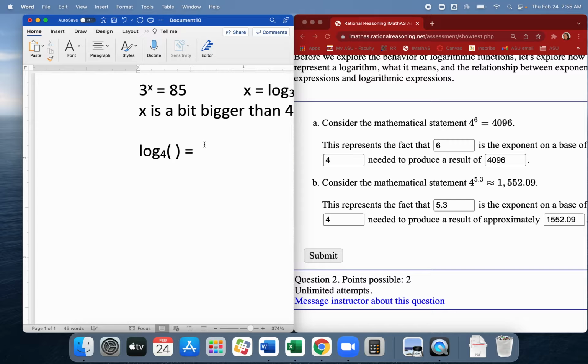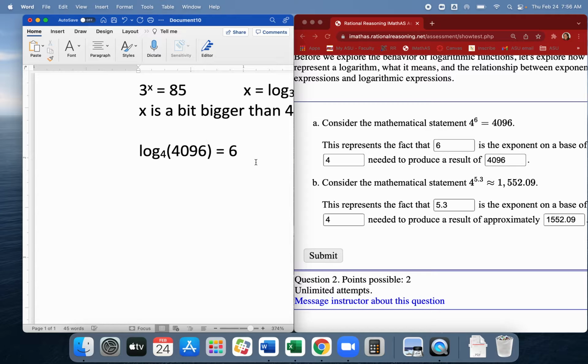But log base 4 of something equals something else. So the input to a log function is equivalent to the output of an exponential function with the same base. So if I'm thinking about 4 to the 6th equals 4096, if I'm writing a logarithmic expression to write that, the 4096 is mixed into the middle, and the exponent, the 6, ends up by itself.